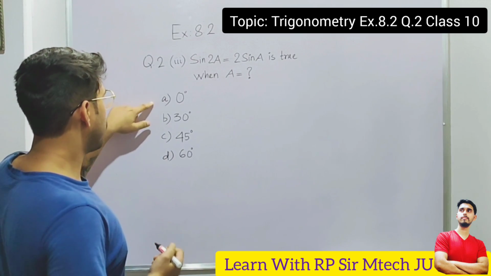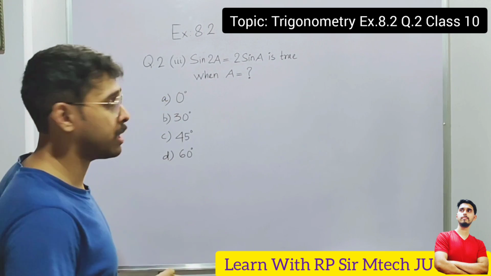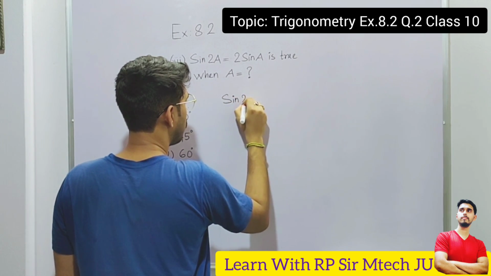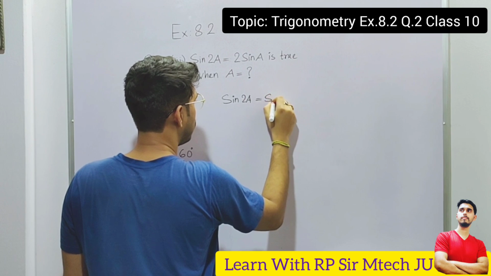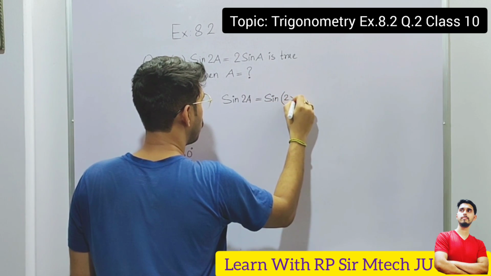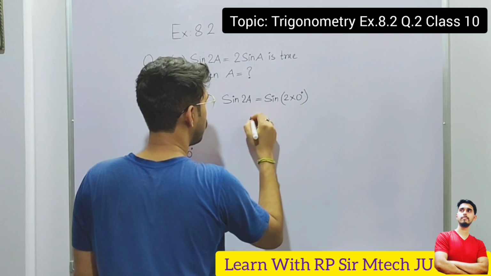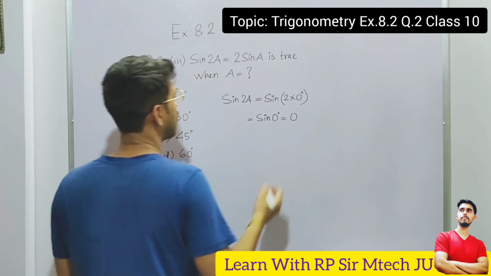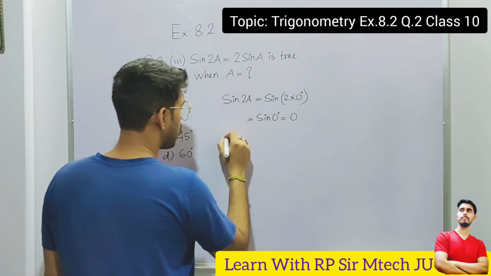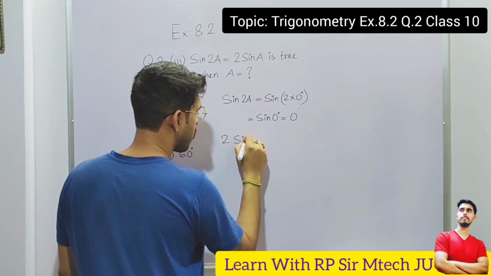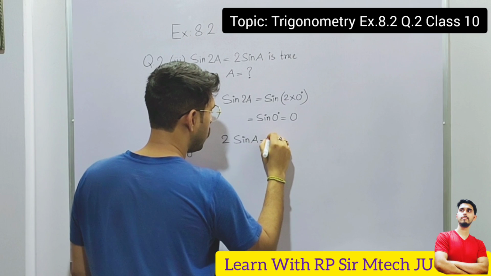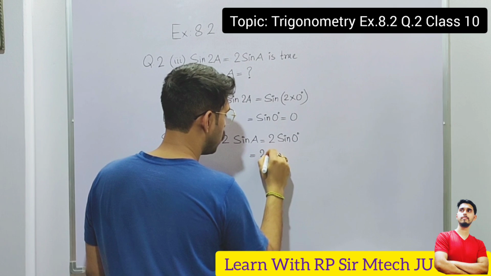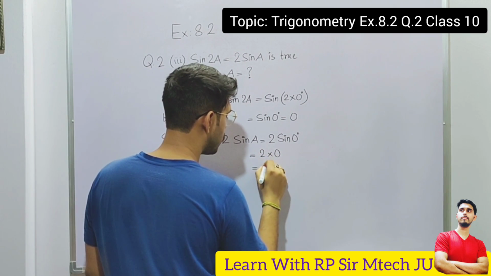So first of all, we are checking a equals 0 degree. If a is 0 degree, then what will be sin 2a? Sin 2a will be sin of 2 multiplied by 0 degree, which is nothing but sin 0 degree, which is nothing but 0. Similarly, 2 sin a will be 2 sine of 0 degree, which is nothing but 2 multiplied by 0, which is nothing but 0.